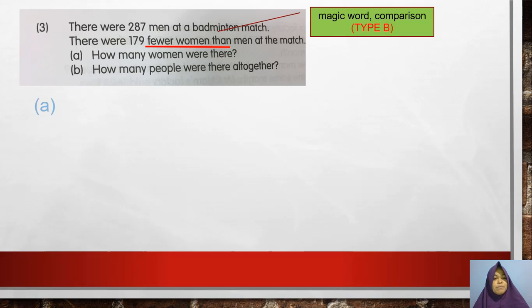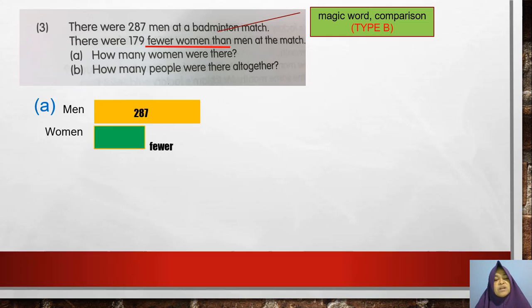Type B. So you write down first men and women, and then you draw the models. How many men were there? There were 287. Women, fewer women, so it will be a shorter model. Fewer, you put it outside, and then 179. Question mark, because the question mark is in the shorter model, it will be subtraction.